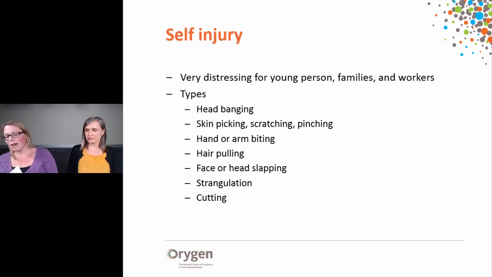Just touching very quickly on self-injury, I think we could talk about that for a whole webinar on its own, and I know that other mental health professionals from Orygen have done so. But specifically with regards to people with ASD, we know that self-injury can be very distressing for young people, their families and workers, and you might see things like when a person is in a state of meltdown or sensory overwhelm or distress, that you might see head banging, skin picking, scratching, biting themselves, pulling their hair, hitting themselves, strangling themselves, or cutting themselves as well. So it could be quite alarming for people.